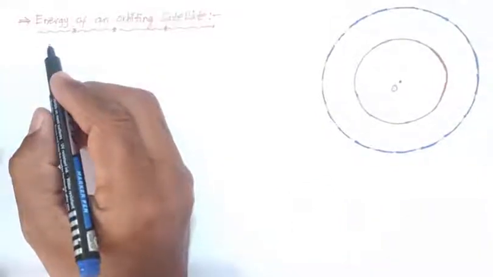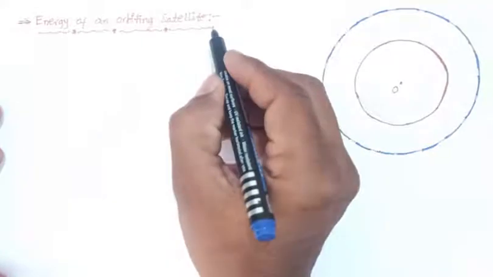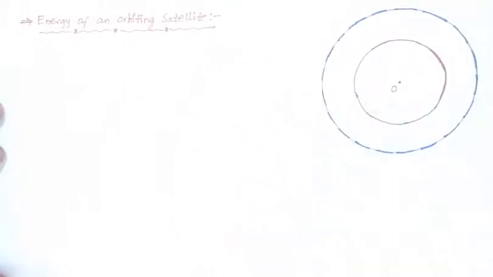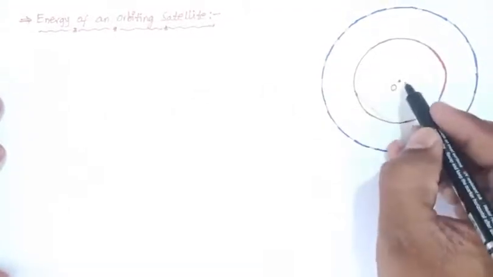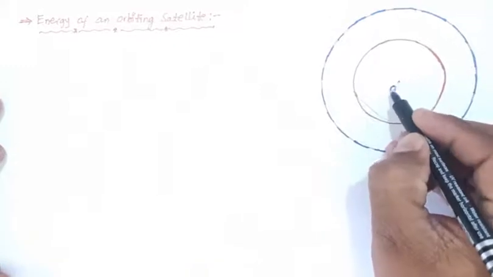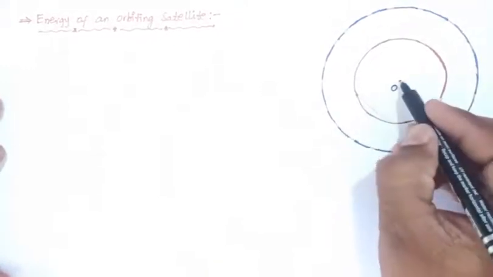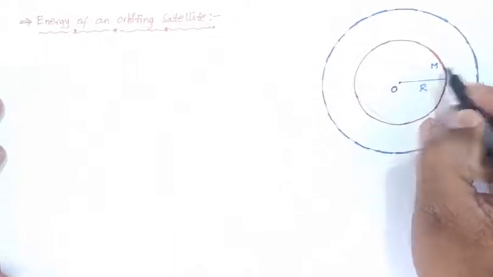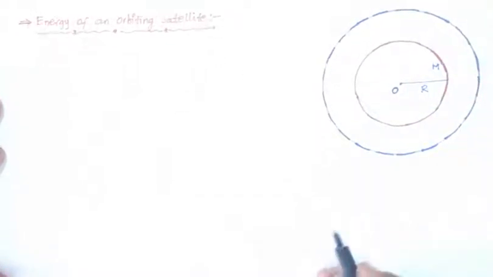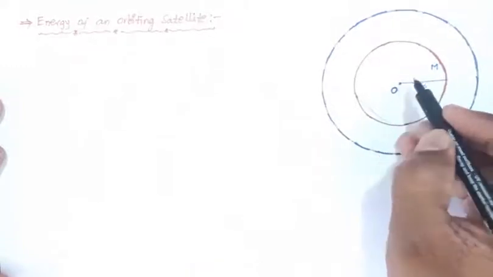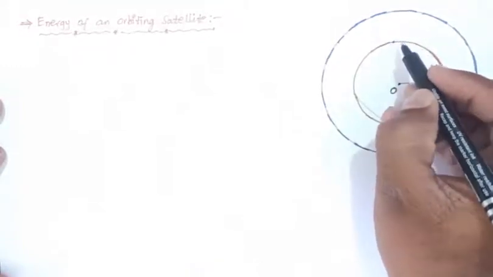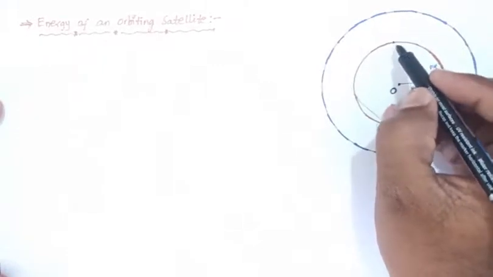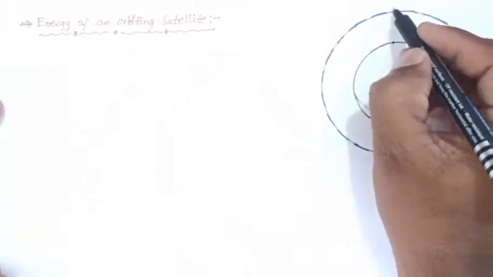Today we will discuss the energy of an orbiting satellite. So we consider the Earth. This is the Earth. The Earth's center is O. The radius is R, where R is the radius of the Earth. The mass of the Earth is capital M. From the Earth's surface we can launch or project a satellite.